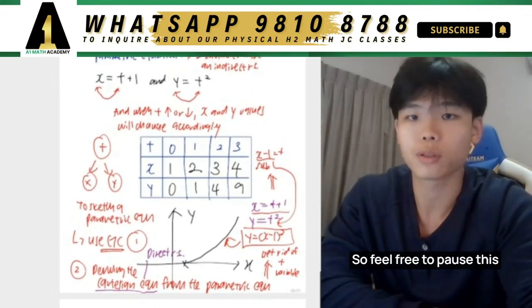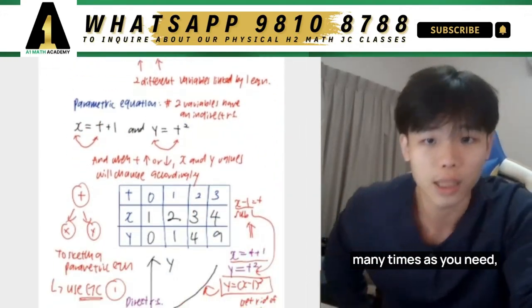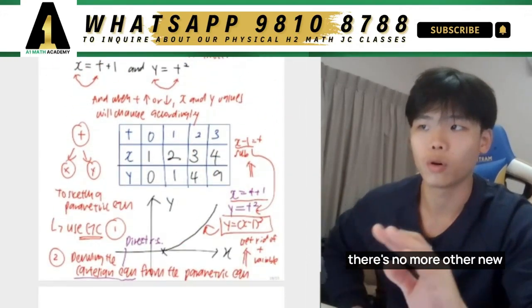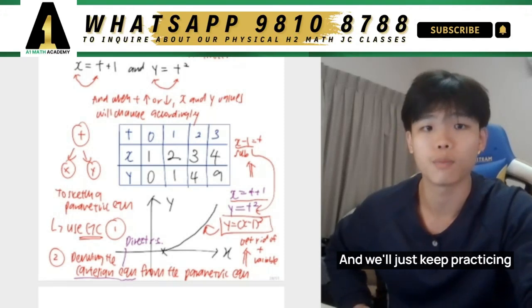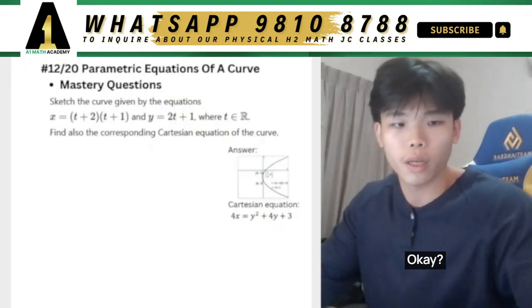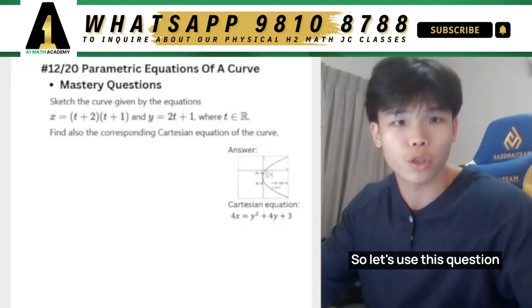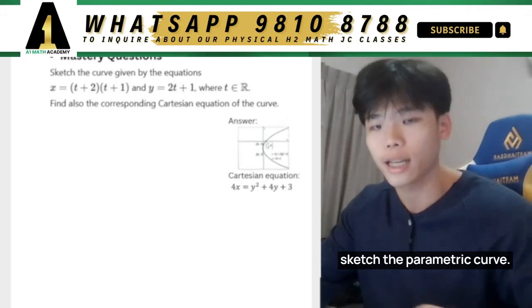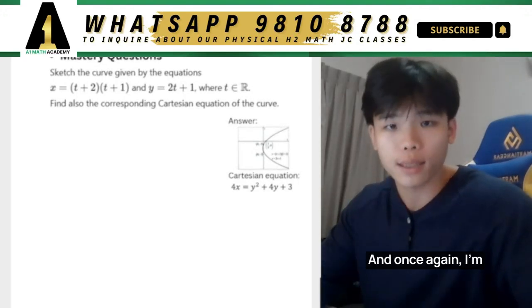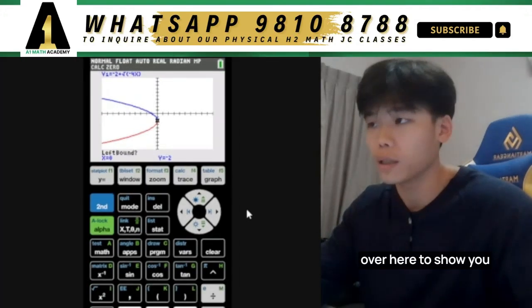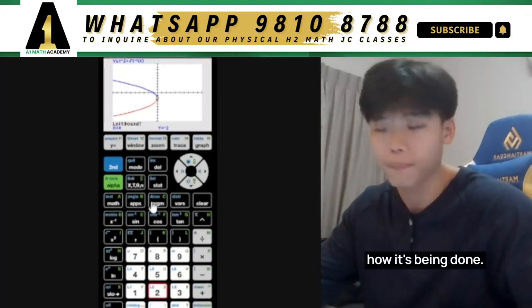Okay, so feel free to pause this video and rewatch this as many times as you need, because from here onwards, there are no more new concepts for this topic, and we'll just keep practicing in the next questions ahead. Okay, so let's use this question over here as an example to sketch the parametric curve. And once again, I'm going to be using my GC over here to show you how it's done.